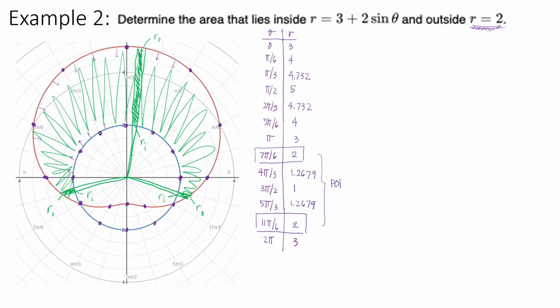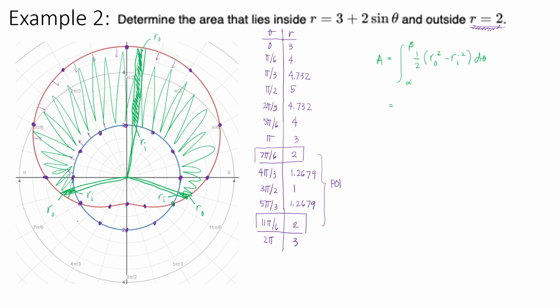Okay, so we can now proceed with the formula. So the area is equal to 1/2 r outer squared minus r inner squared d theta from alpha to beta. Okay, so our problem now is our alpha and our beta. So again, since we know that the points of intersection are 7 pi over 6 going towards 11 pi over 6.